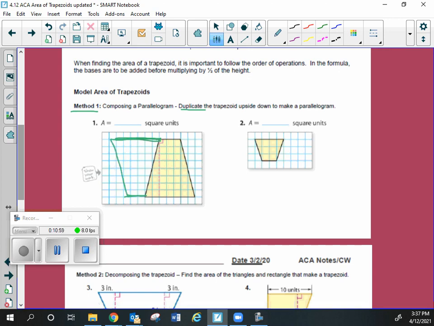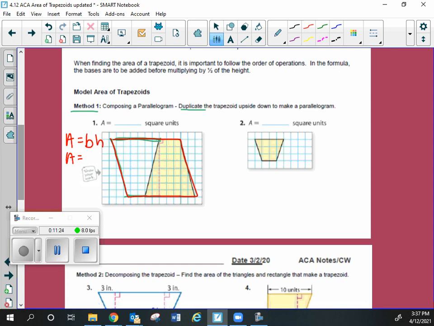Do we see how that's the same trapezoid that was split? But all together, it is a parallelogram. And so, do y'all remember how to find the area of a parallelogram? If you don't, where is it located? Yeah, on the reference sheet. So let's start with that parallelogram. What's the formula? A equals b times h. Very good. So let's substitute in some values.